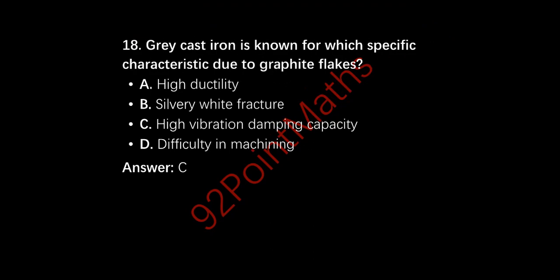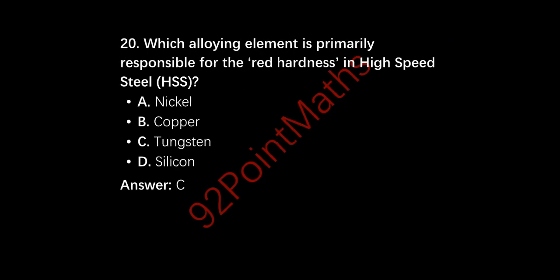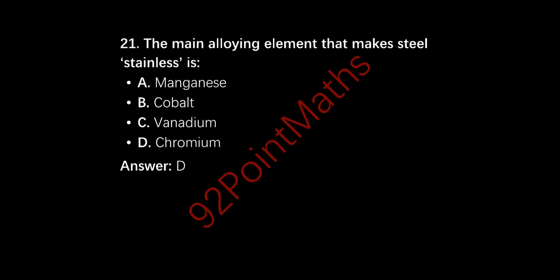Option C, high vibration damping capacity. Which cast iron is extremely hard because the carbon is in the form of, option C, cementite, iron carbide. Which alloying element is primarily responsible for the red hardness in high speed steel? Option C, tungsten. The main alloying element that makes steel stainless is option D, chromium.